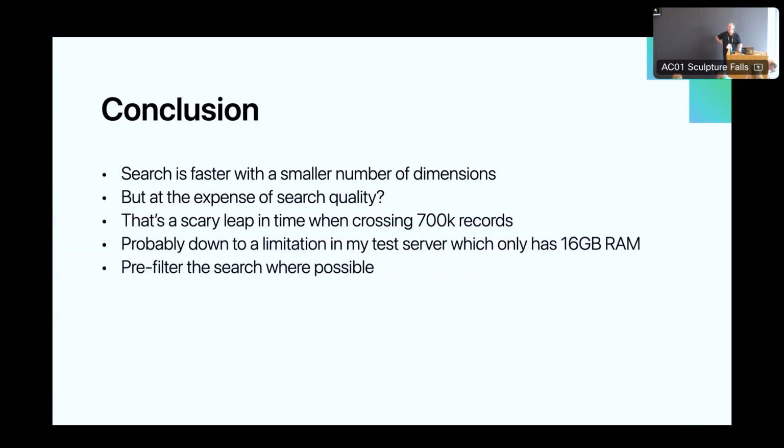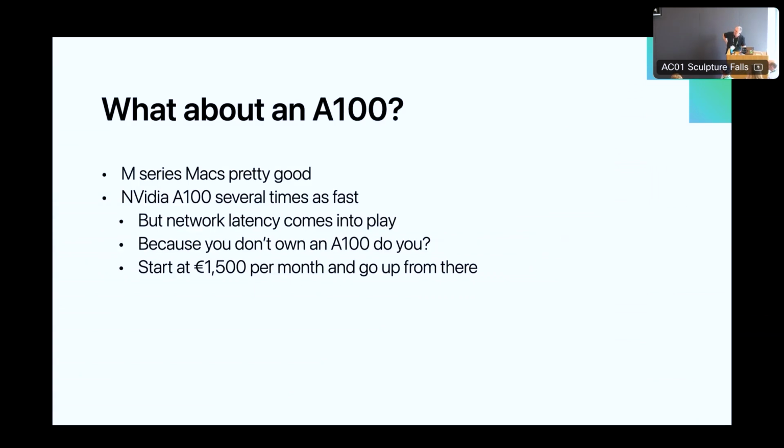And that was running on my local Mac. I also talked nicely to Hugging Face and managed to persuade them to let me rent an A100 from them. And what I found was that it was several times as fast as my M series Mac. But A100s are really, really expensive. Large GPUs are tremendously expensive.